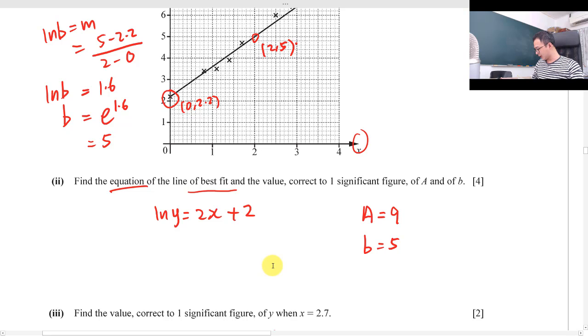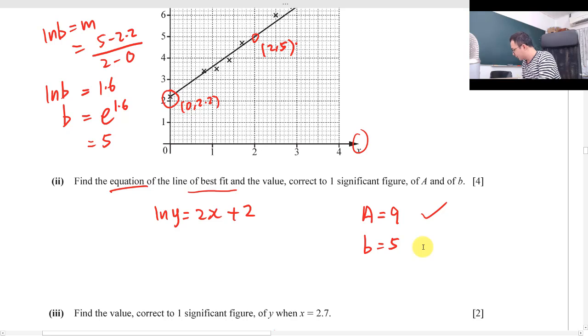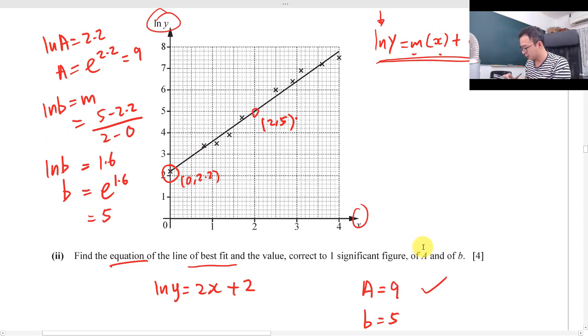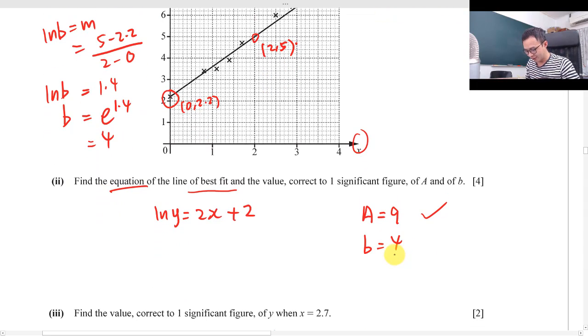B over here, they get 4. This 9 is correct, but this one, how come they get 4? So let me see. They get 1.4 for gradient, I get 1.6. And then 2 minus 0. Yeah, it's 1.4. Yeah, I'm so bad at my calculation. So this is 1.4. So therefore my b is 4. Alright, so this is 4 here. So 1.4, then my gradient here is 1.